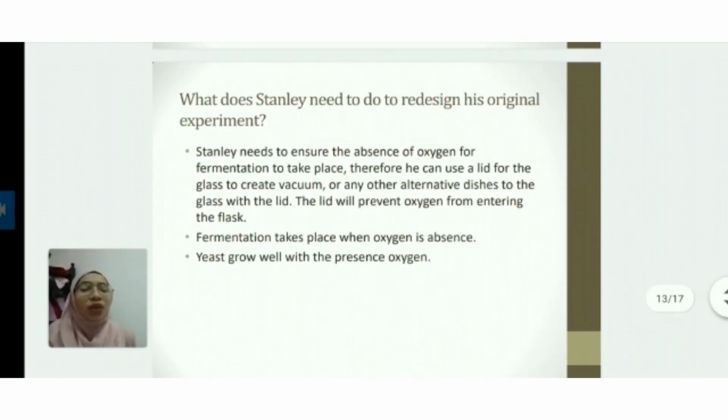Last question is, what does Stanley need to do to redesign his original experiment? Stanley needs to ensure the absence of oxygen for fermentation to take place. Therefore, he can use a lid for the glass to create a vacuum, or any other alternative dishes to the glass with a lid. The lid will prevent oxygen from entering the flask. Fermentation takes place when oxygen is absent, whereas yeast grow well in the presence of oxygen.